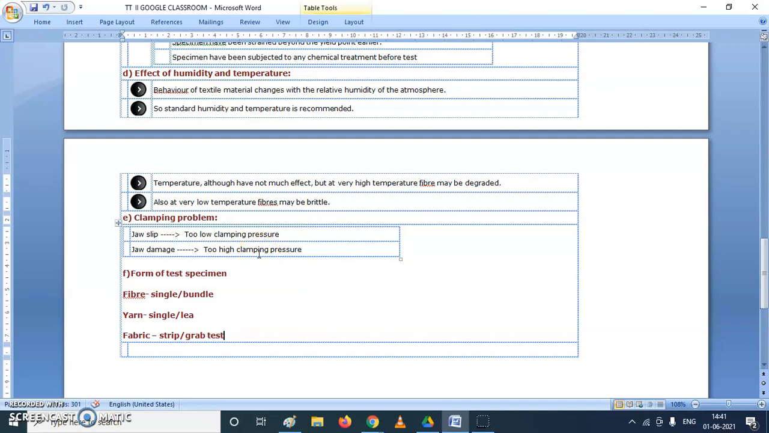Now here one thing we must note, that tenacity, we have already discussed in the first class also, the fiber tenacity given by the single fiber method is always higher than the fiber tenacity given by the bundle method. And in case of strip and grab test, the fabric breaking load given by the grab test is always higher than the fabric breaking load given by the strip test. We'll discuss all this in the next few classes.